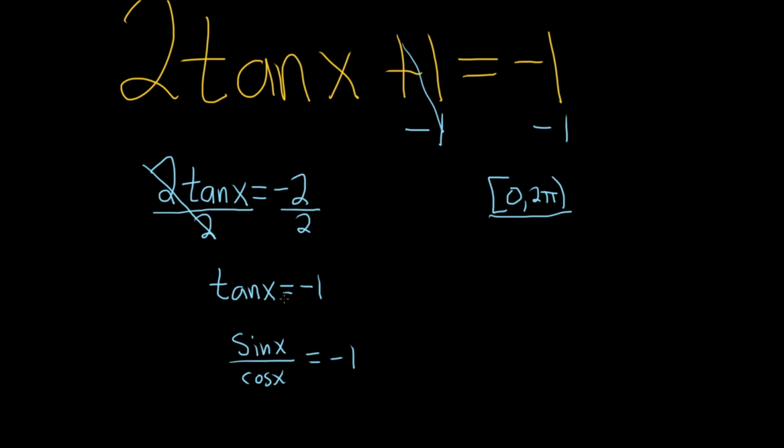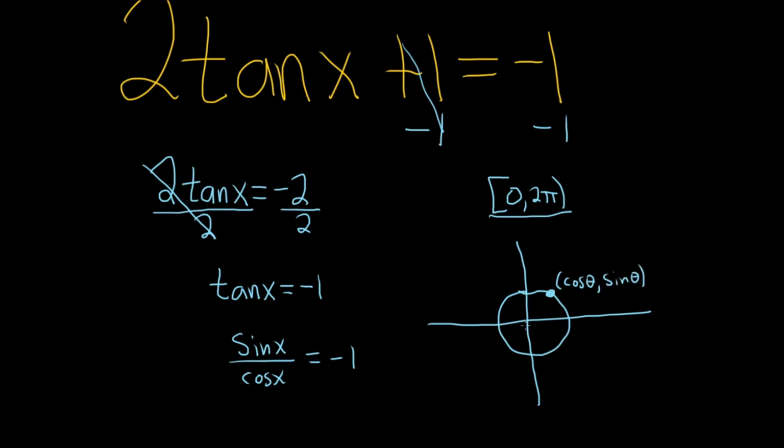So if you don't have all the angles for tangent memorized, no worries, we can do it just by thinking about sine and cosine. If you divide sine and cosine and you get -1, that basically means they're opposites, right? Like one is positive, the other is negative, and they're the same number. So on the unit circle, cosine is the x-coordinate, and sine is the y-coordinate.